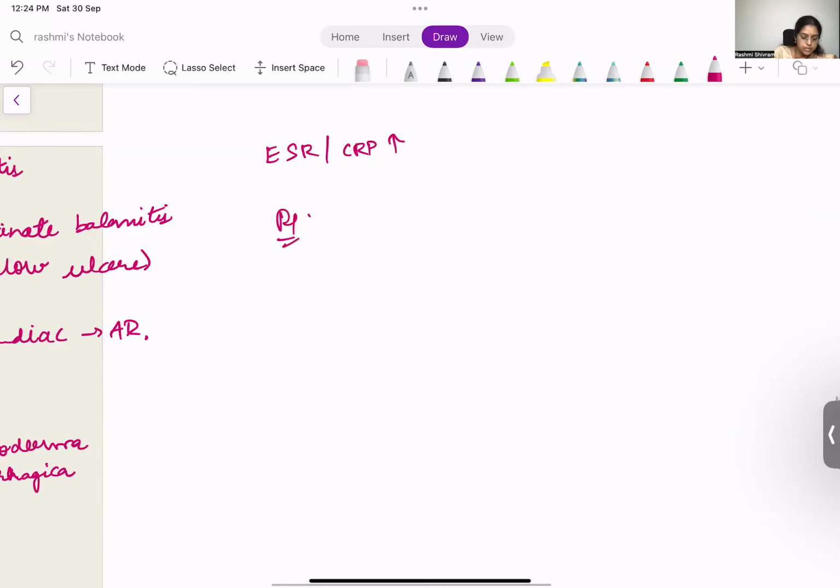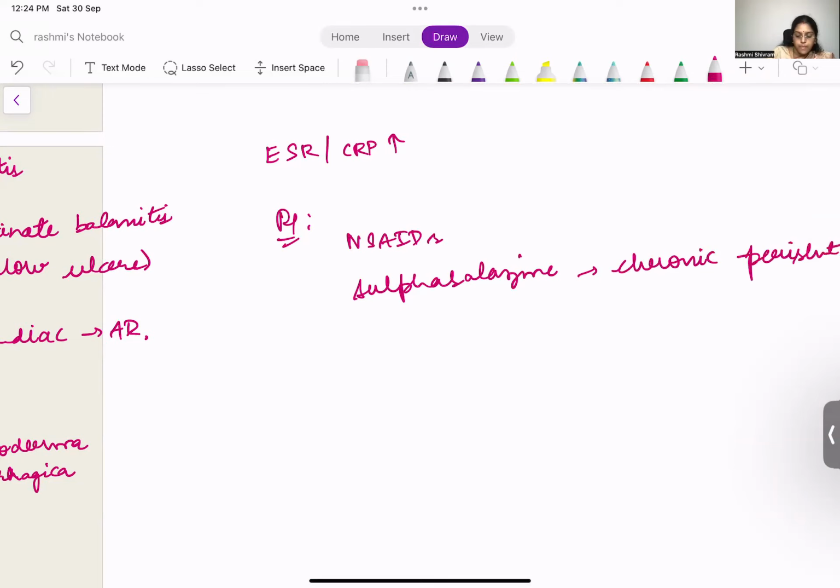How do you treat these patients? You can give NSAIDs, anti-inflammatories. NSAIDs are the mainstay. In patients who have chronic persistent reactive arthritis, you can give sulfasalazine. So NSAID is the mainstay of treatment, and sulfasalazine you can give in chronic reactive arthritis.